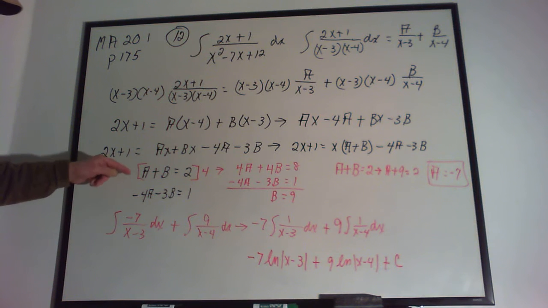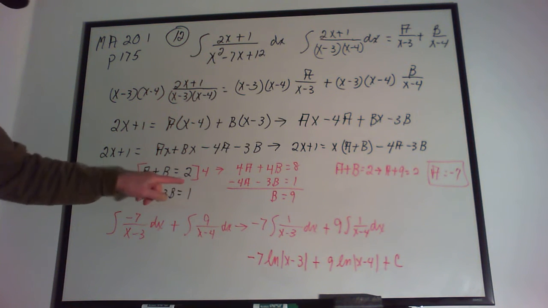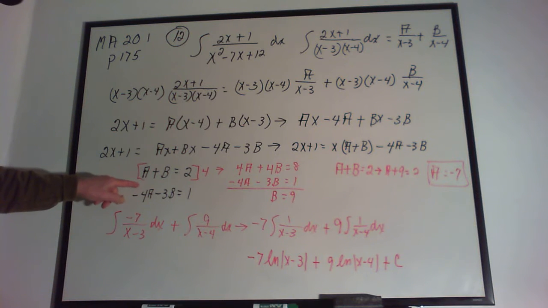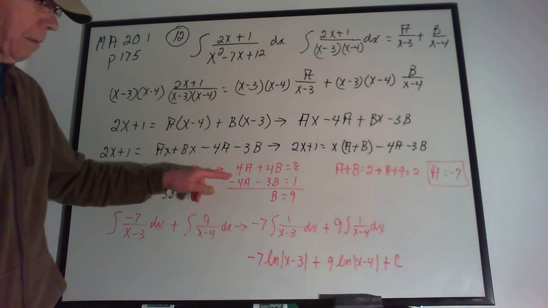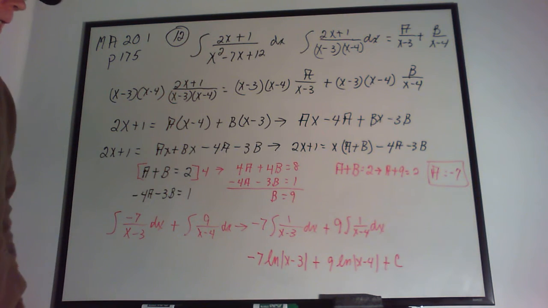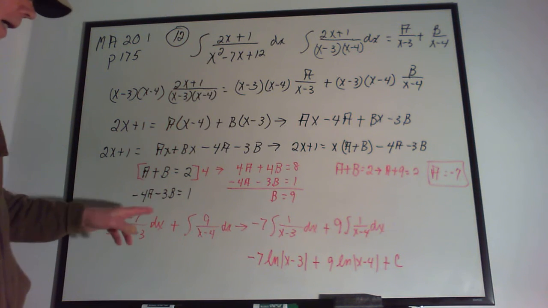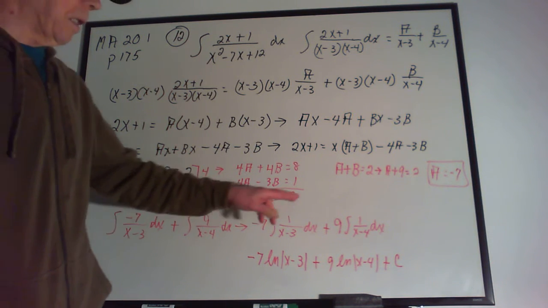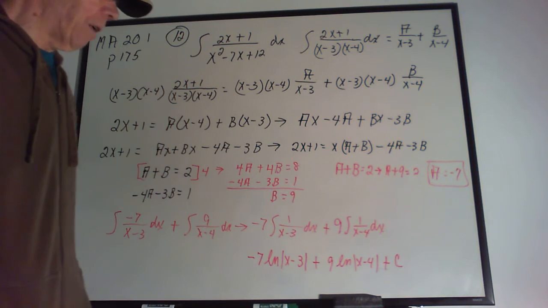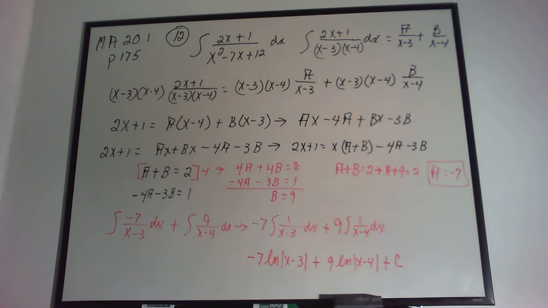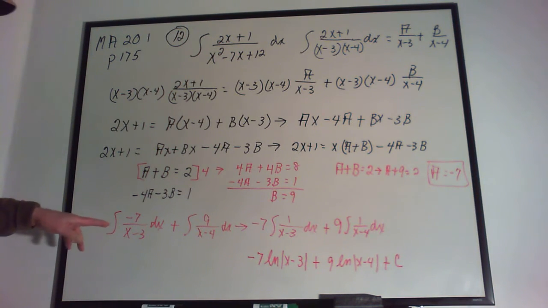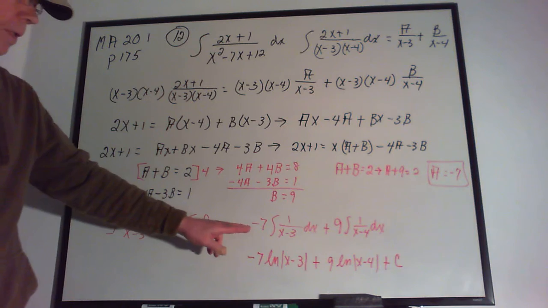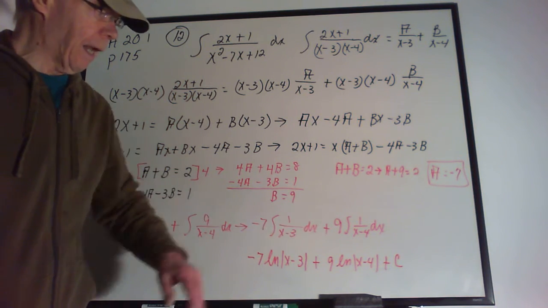It's a system of equations. I want to get rid of the A's, so I'm going to multiply the top expression by 4. I get 4A plus 4B equals 8. I add them together, I end up getting B equals 9. I substitute the 9 into the original equation, and I find out that A equals negative 7. So I go back up and I take A over x minus 3, I substitute in the negative 7. I do the same with the B, put the negative 7 outside the integral sign, and the 9.